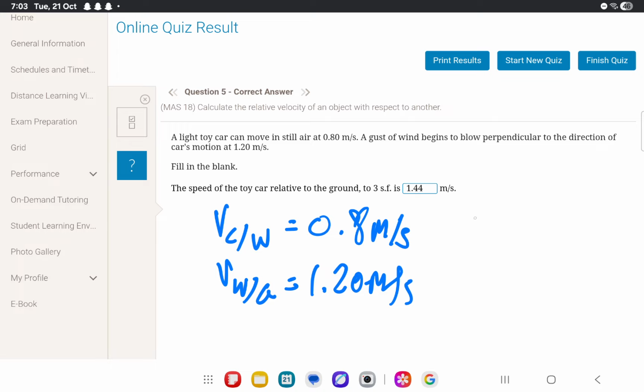So say the car is going like this, okay? Then the wind will hit it like this, okay? So what does that mean?